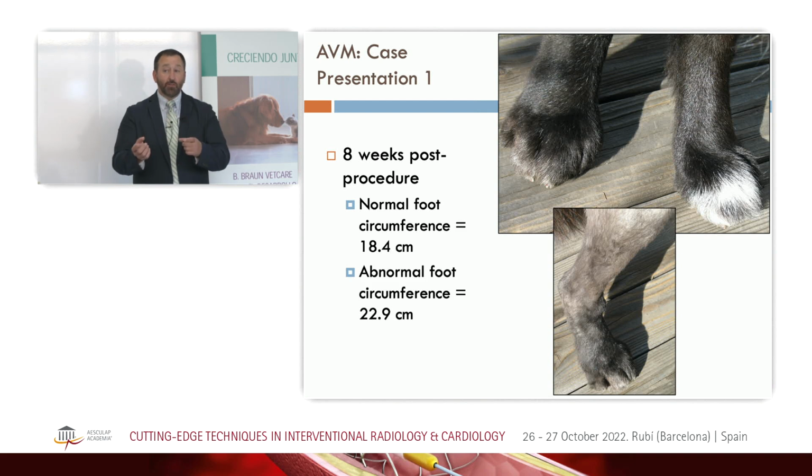In vessels this small, it's hard to get the coils in, and once you coil, you lose the option for getting out more distally. So in something this small, I would usually try to use a liquid as much as possible so that you can keep growing it out into all of those vessels.